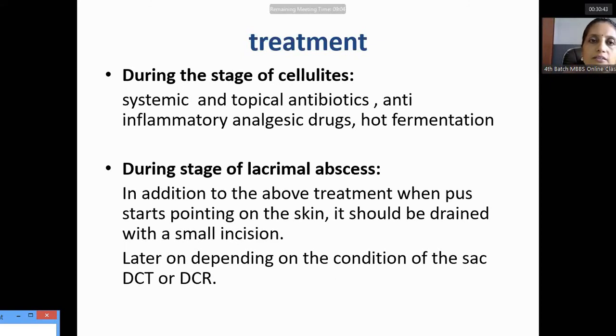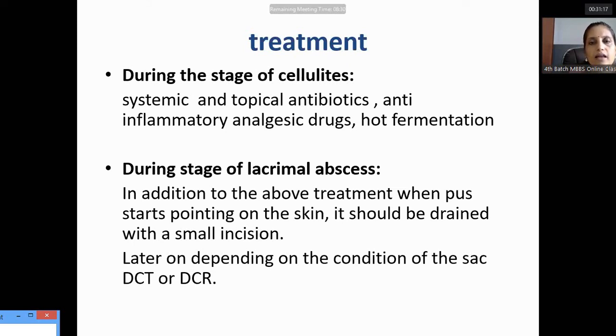So treatment is with both systemic and topical antibiotics. It is divided into two stages. During the stage of cellulitis, we just control the inflammation with systemic and topical antibiotics, anti-inflammatory, analgesic drugs, and hot fermentation. So we give antibiotics which cover those organisms, especially these are all gram-positive. So we give the cephalosporin group of drugs, or we give cloxacillin or flucloxacillin.